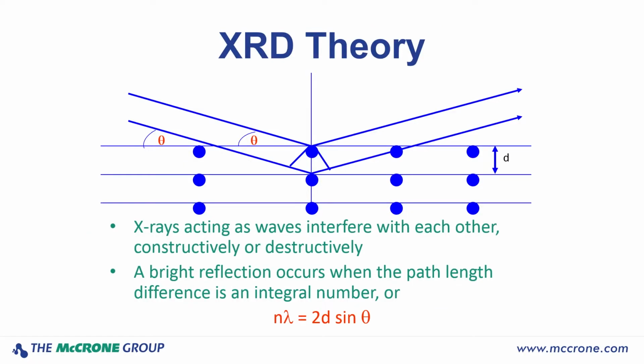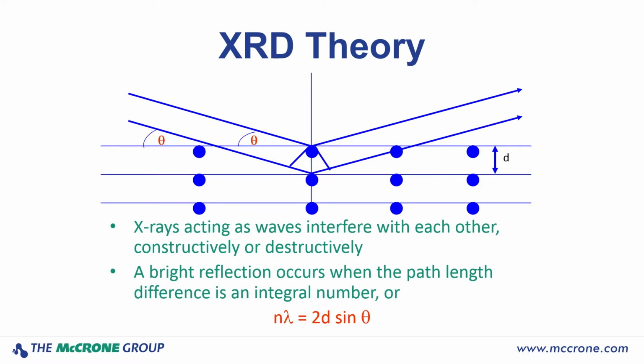Now I will briefly explain a small amount of X-ray diffraction theory. X-rays interact with materials as waves, and when they do this, they can interfere with each other depending on the phase of the wave. If they interact constructively, it produces a bright line in a diffraction pattern. If they are out of phase, they interfere destructively and no bright reflection appears on the X-ray diffraction pattern. But a bright reflection will occur when the path length difference is an integral number that satisfies the equation here, which we call Bragg's law.